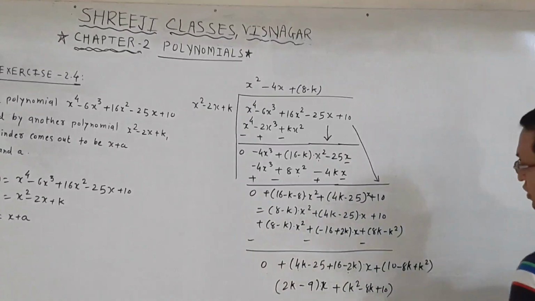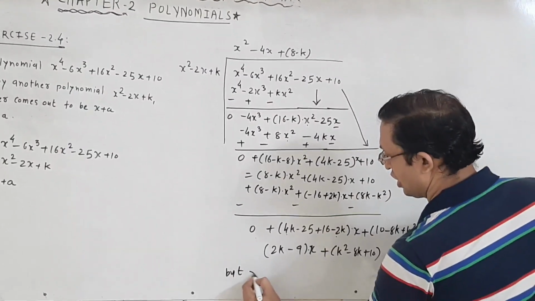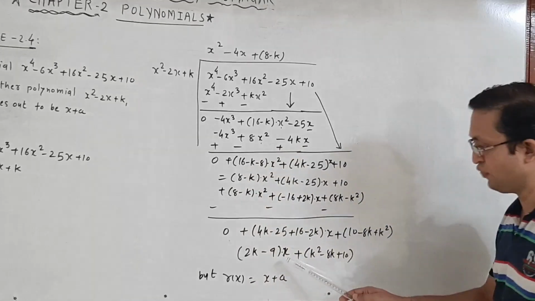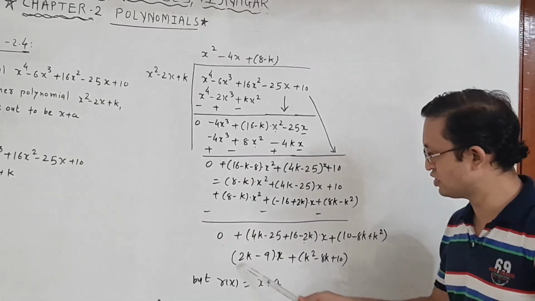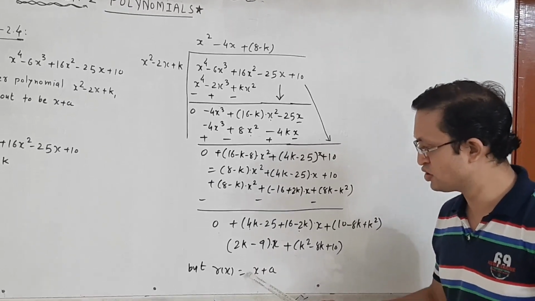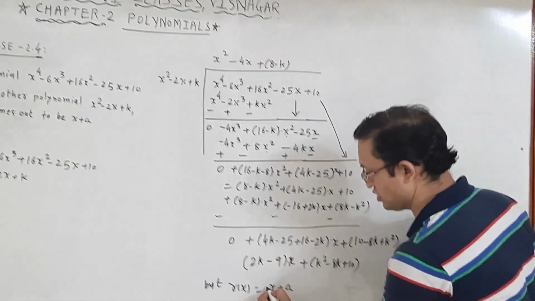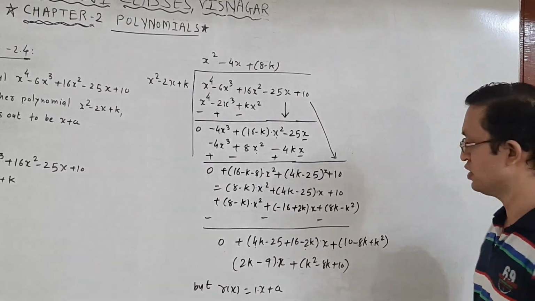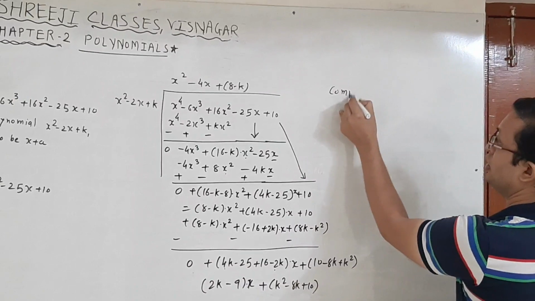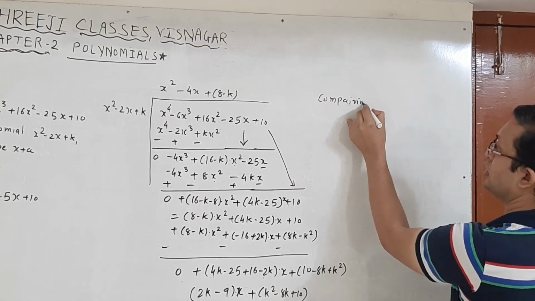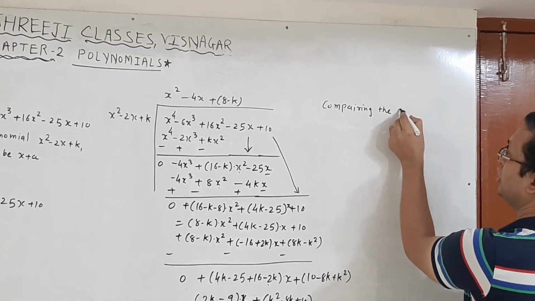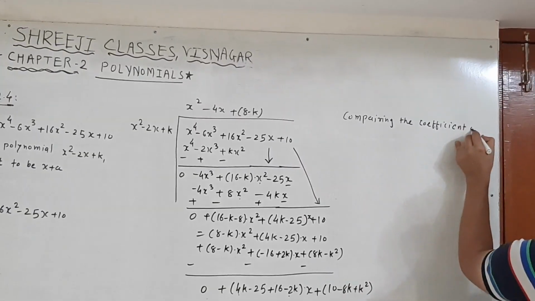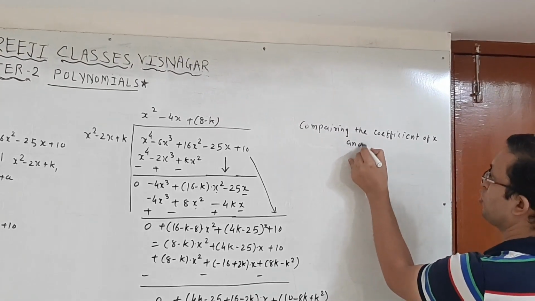Okay, but r of x is equal to x plus a. Therefore, the coefficient of x here is 2k minus 9, and the coefficient of x means 1, that is 1 multiply x. Okay. Therefore, comparing these two terms, comparing the coefficient of x and the constant term.